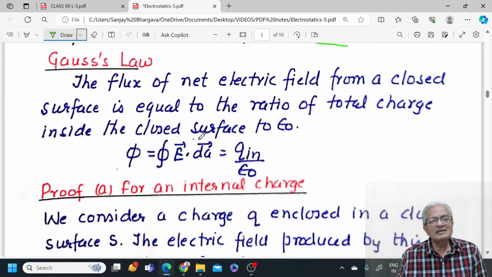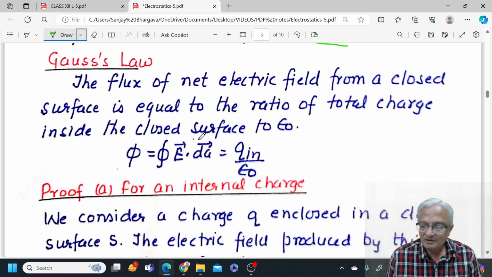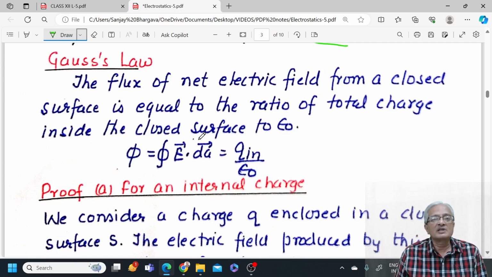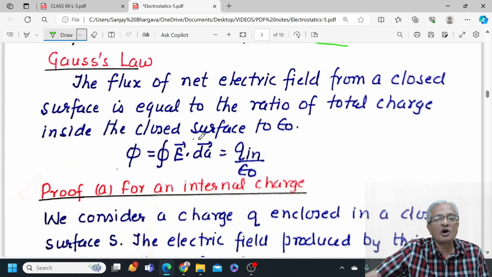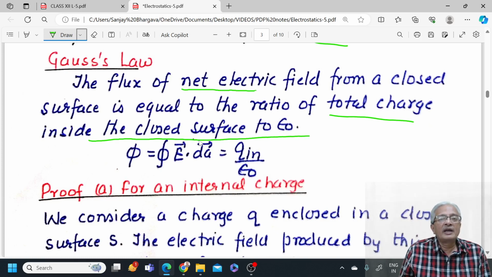Gauss law is a method by which we can calculate electric field produced by symmetric charge distributions. What type of symmetric charge distribution? Symmetric continuous charge distribution. What does that say? The net flux of net electric field from a closed surface is equal to the ratio of total charge inside the closed surface to epsilon naught. So flux of net electric field.